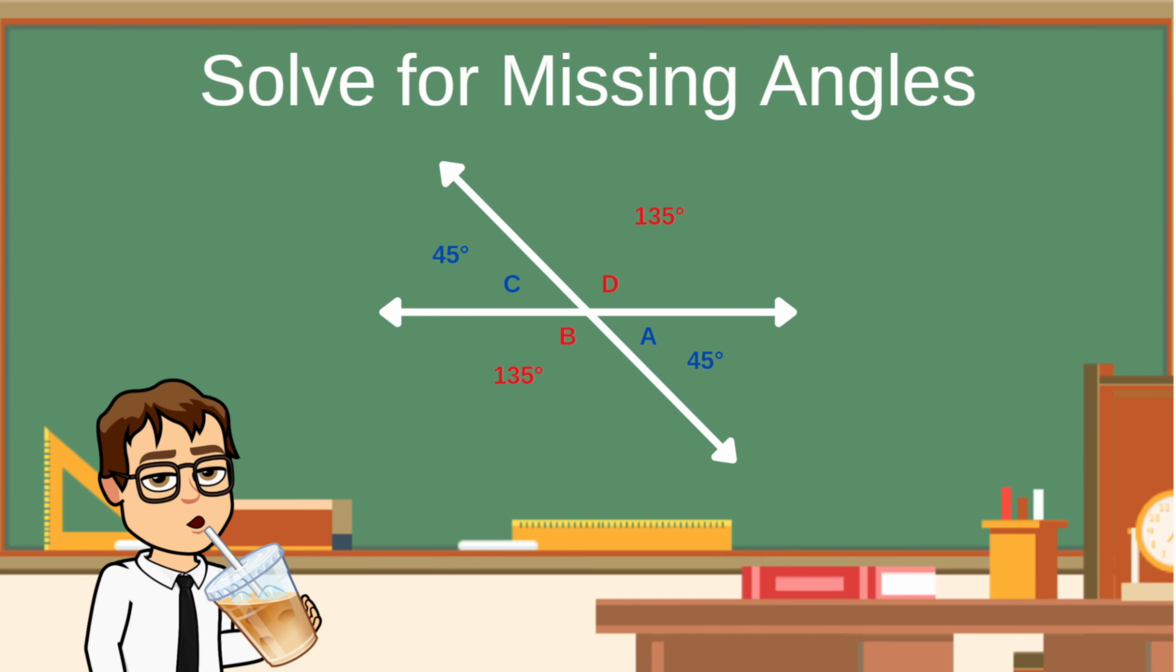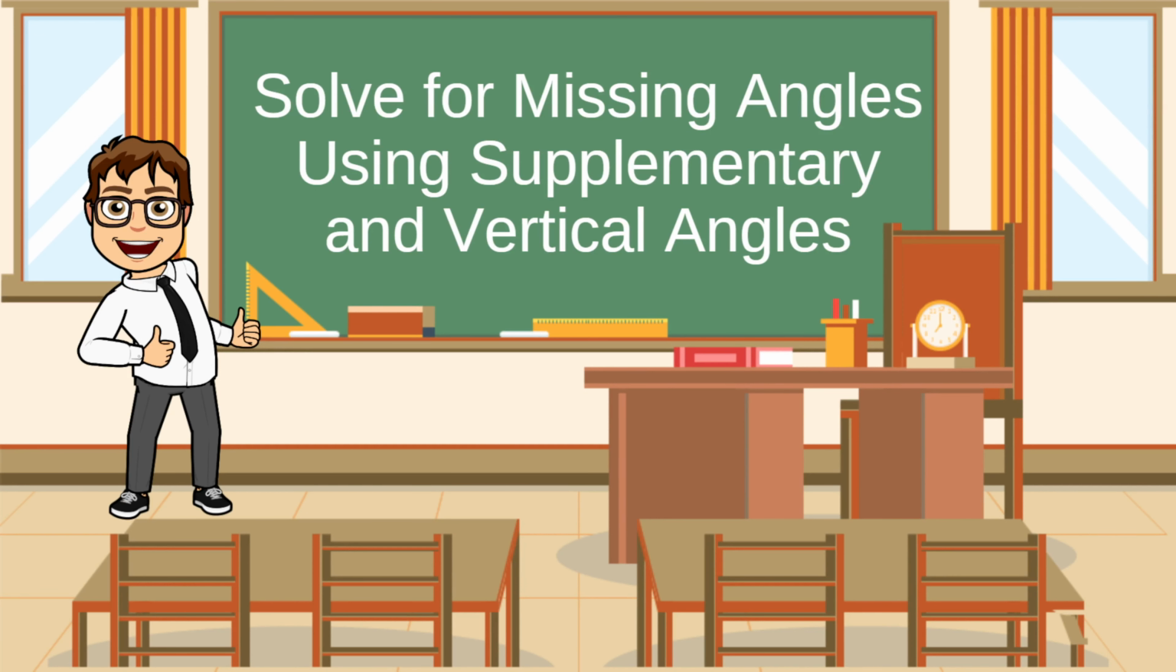See, that was easy. By just knowing one measure of the four angles created when two lines intersect each other, we can find the other three measures really quickly. Congratulations! Now you know how to solve for missing angle measurements using supplementary and vertical angles.